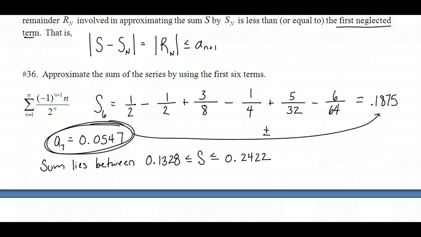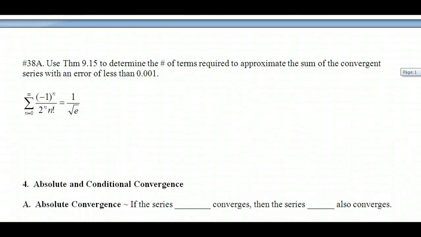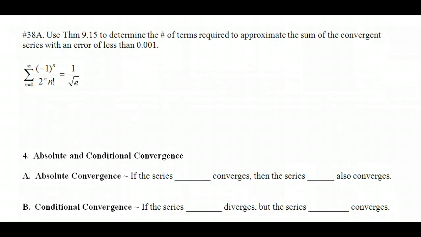Alright, the next type of question that we have that deals with this alternating series remainder, number 38, tells you to use this theorem 9.15 to determine the number of terms required to approximate the sum of our convergent series with an error of less than, they'll give you a margin, so we want here less than 1/1000th. And looking at it, we have to keep in mind that first neglected term.